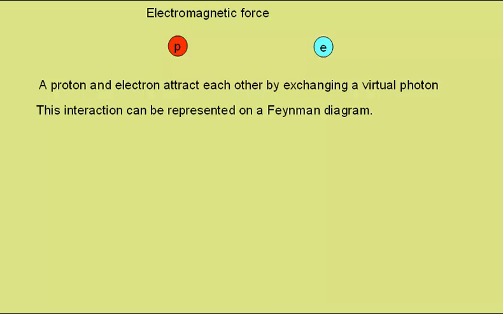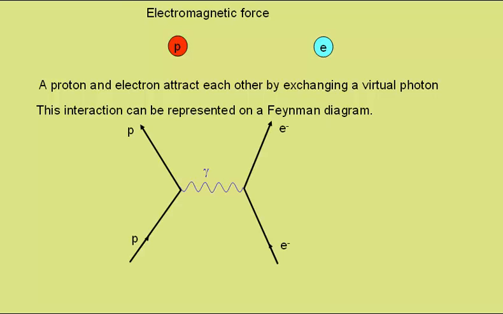This interaction can also be represented on a Feynman diagram. And here is the Feynman diagram, again with time in this direction. I haven't shown it on this, with the proton and the electron exchanging a virtual photon, causing them to be attracted. The lines don't show the actual positions of the particles.